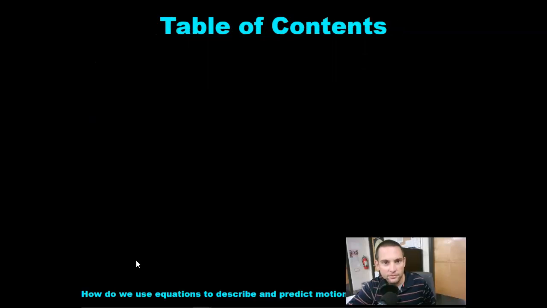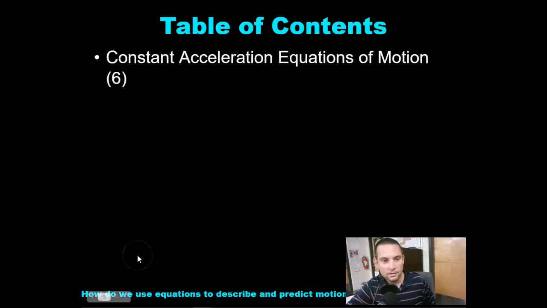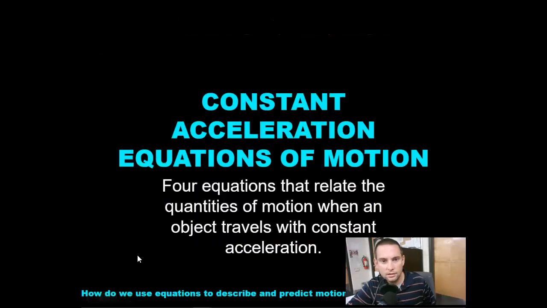There's your pages if you are following along with that book. Table of contents, less important to you. Constant acceleration equations of motion: 4 equations that relate the quantities of motion when an object travels with constant acceleration.